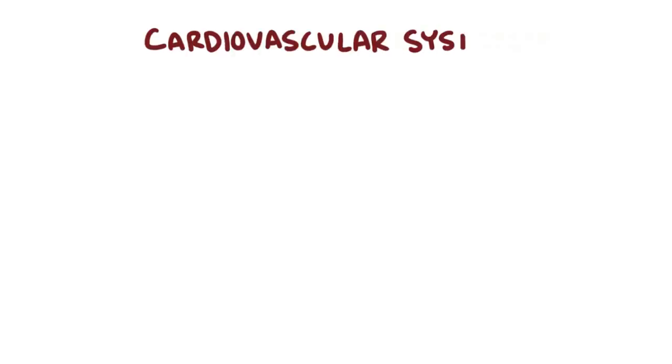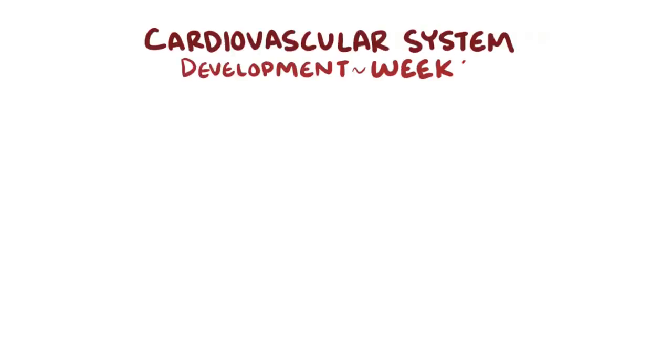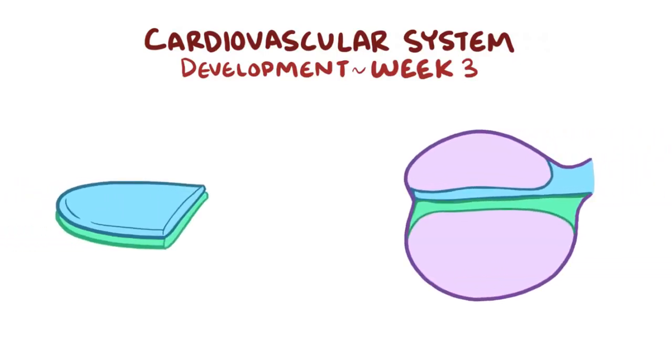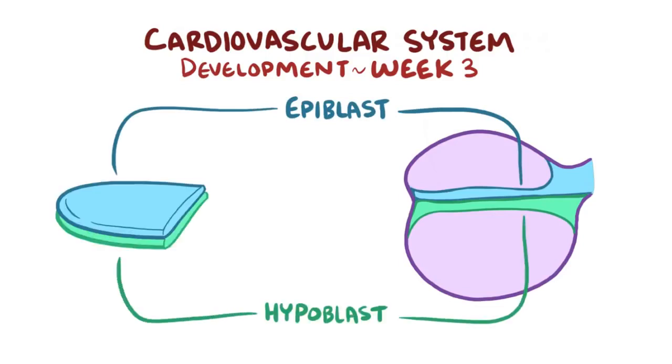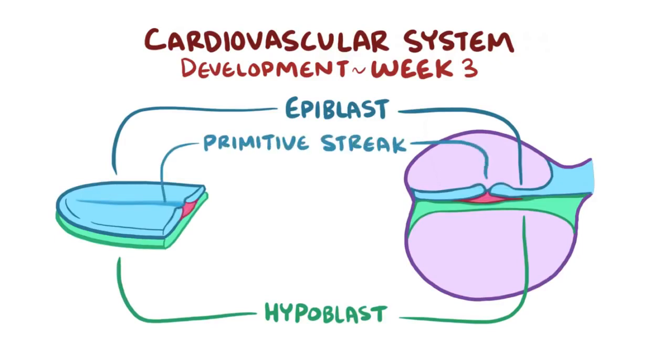The cardiovascular system starts developing at the beginning of week 3 of development. At that point, the embryo is a flat little pancake made up of two layers: the epiblast on the dorsal or backside, and the hypoblast on the ventral or front side. A line called the primitive streak appears on the epiblast back of this two-layered creature.